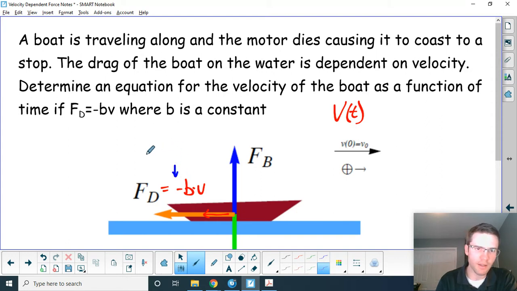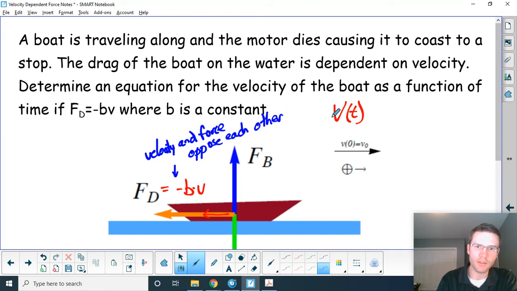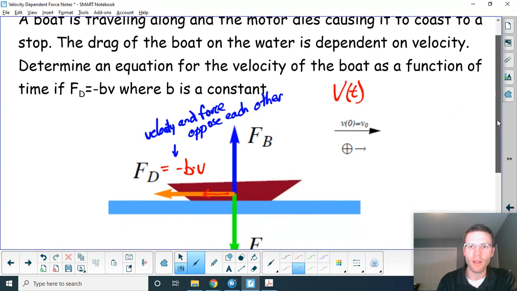The negative means that your velocity and force are in different directions. I'll just say they oppose each other. And we call that a retarding force, a force that slows down. Friction is a retarding force. This is a force that slows you down, but it changes in magnitude based on how fast you're going. And that could be how much water is pushing around it, how deep the boat is, and things like that. b would just be a constant, depending on the shape of the boat, the water, and things like that, just a constant. So how do we solve this?